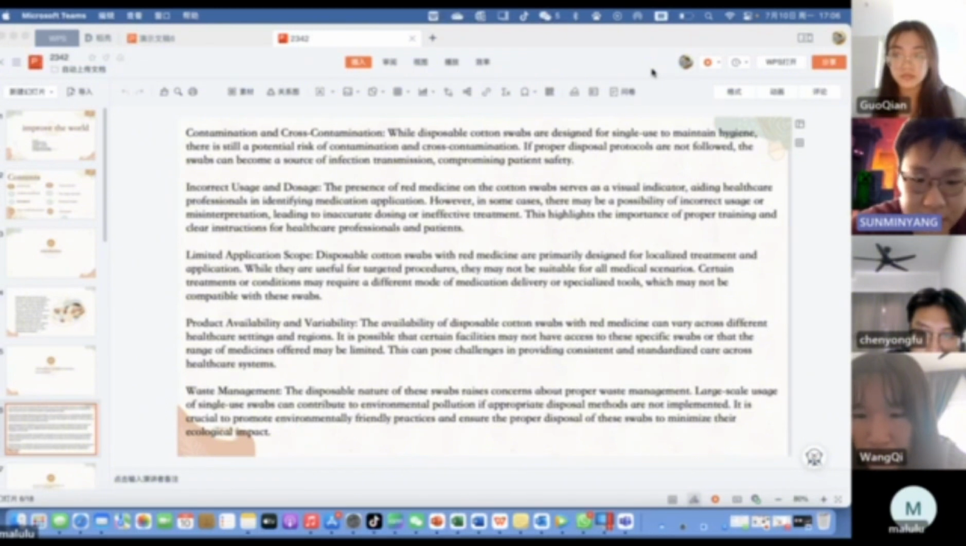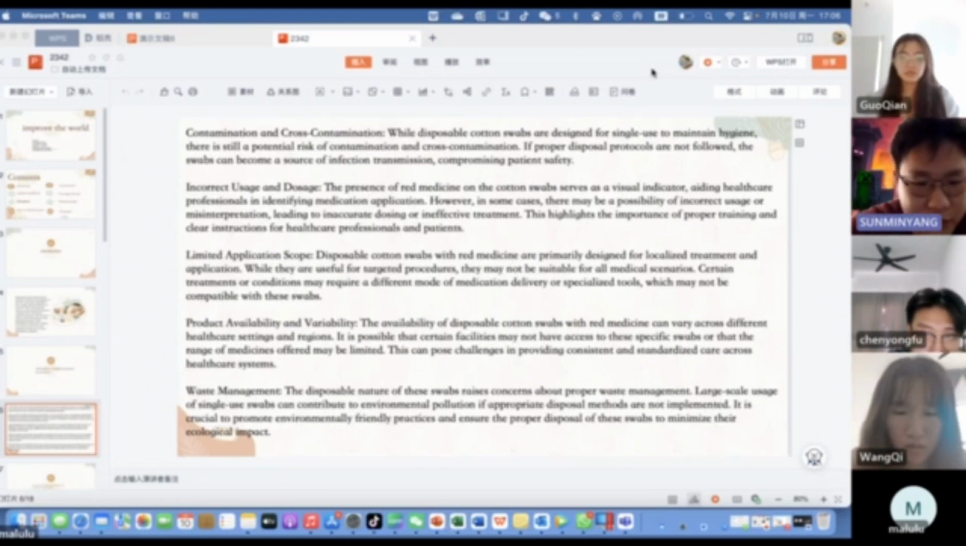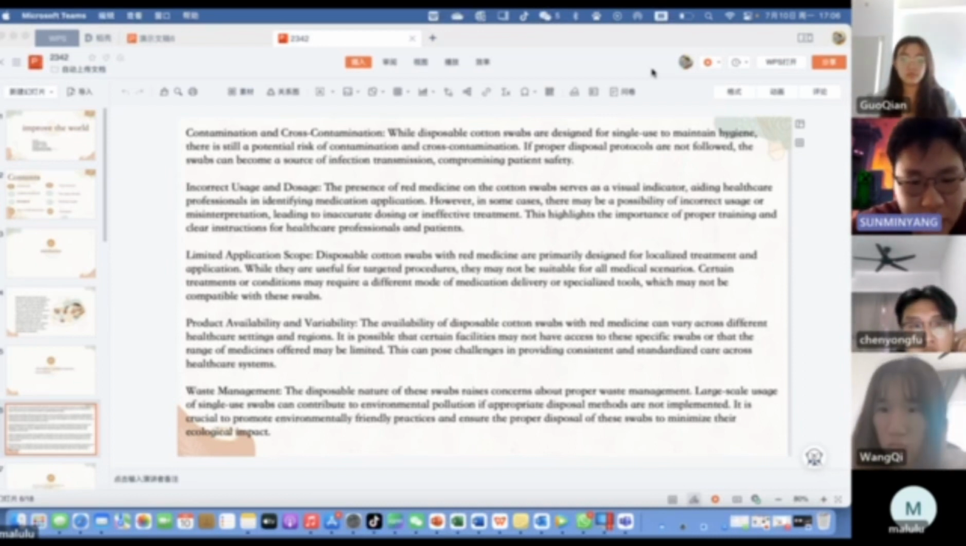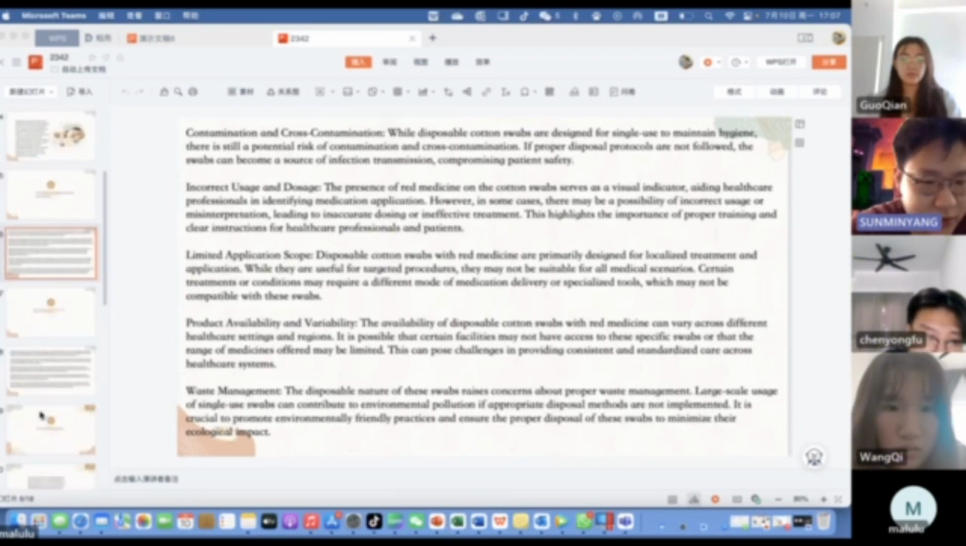The last problem is waste management. The disposable nature of these swabs raises concerns about proper waste management. Large-scale usage of single-use swabs can contribute to environmental pollution if appropriate disposal methods are not implemented. It is crucial to promote environmentally friendly practices and ensure the proper disposal of the swabs to minimize their ecological impact. And next part, please.